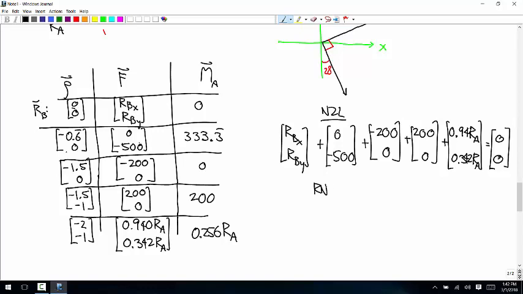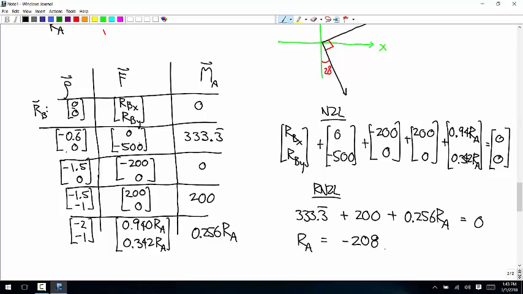And then the moment equation says 333.3 repeating plus 200 plus 0.256 RA is equal to 0. So what do you get for RA? Negative 2083. Negative 2084. Okay, so that's our RA.